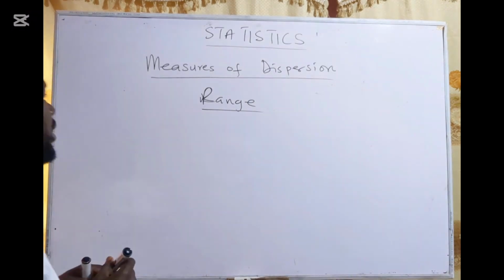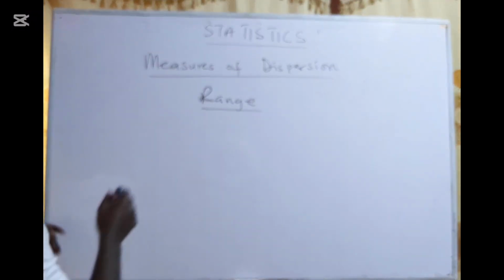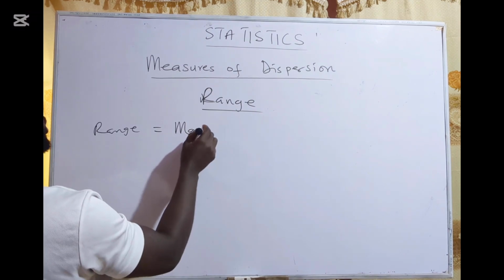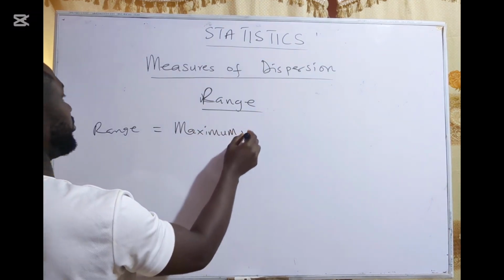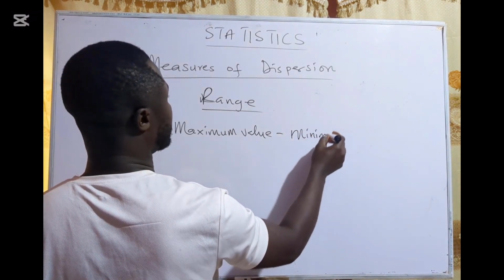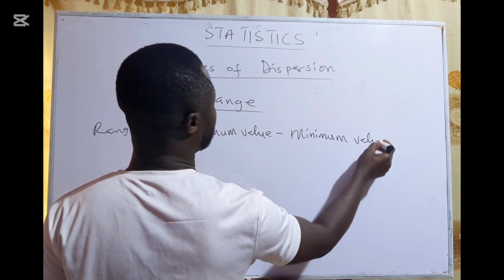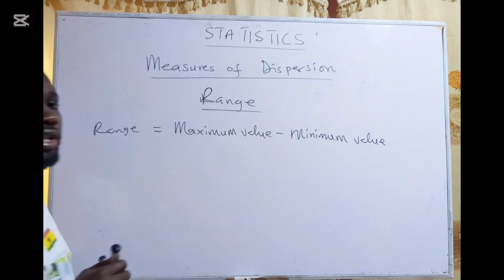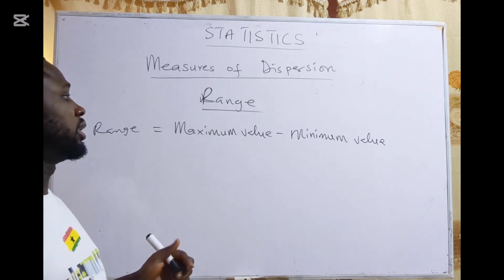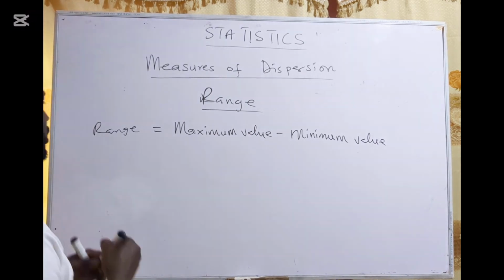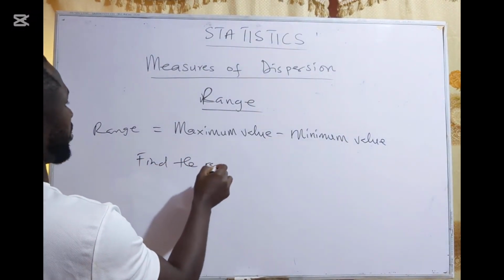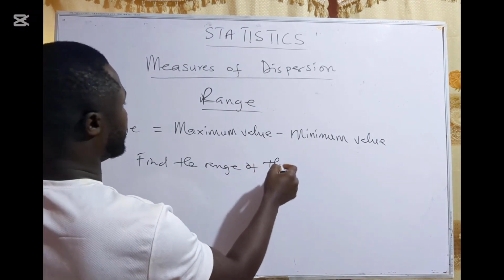As I said, when you talk about the range, the range is the maximum minus the minimum value of a given data. So when you are given a data, you look at the maximum, then you subtract the minimum from it. We can be asked to find the range of the following.